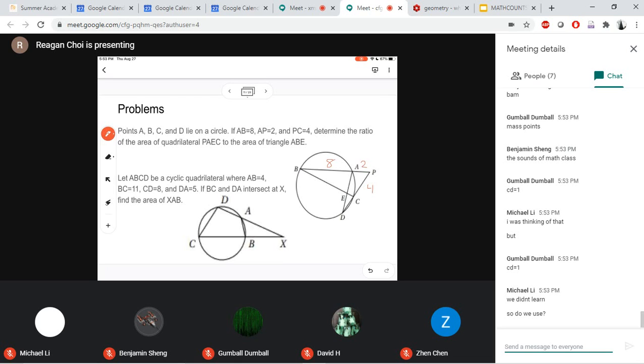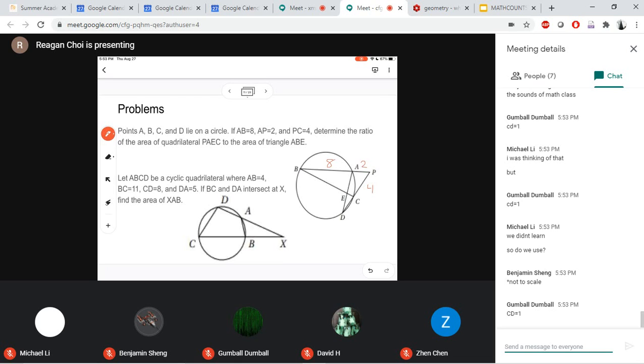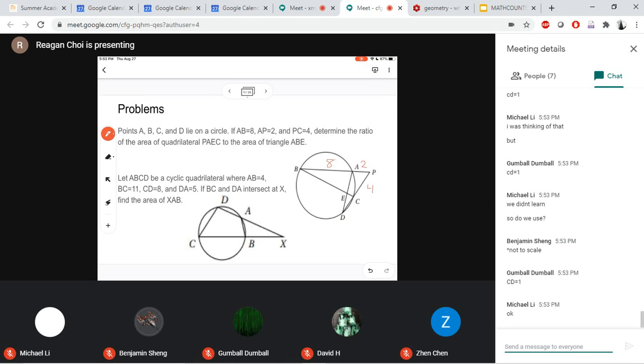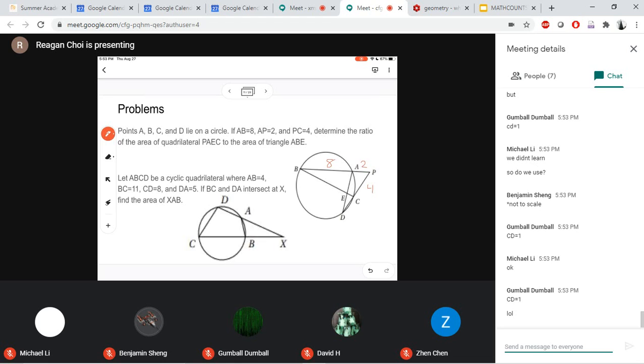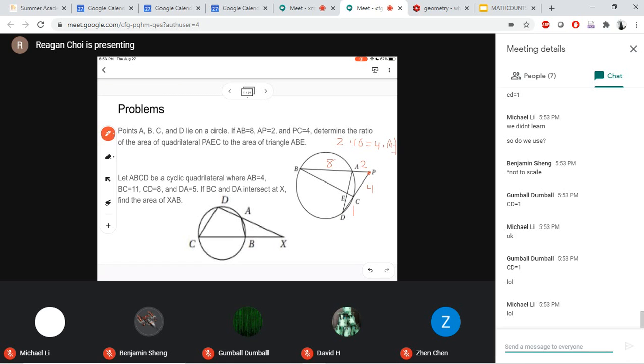I wouldn't use mass points. I don't know if it works, but it's not much to scale. So yeah, I see CD equals 1, 4 times by the same person. Because this is power of a point, you just pick the point P. So you get 2 times 10, make sure you do 2 times 8, equals 4 times 4 plus x, or 4 plus something. And you get something as 1 because they both equal 20.